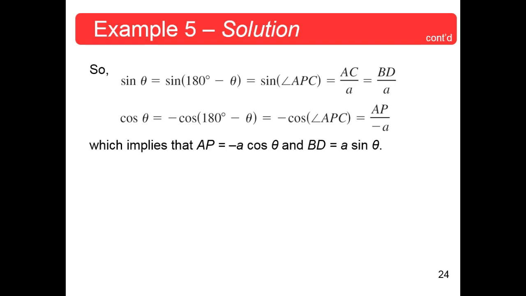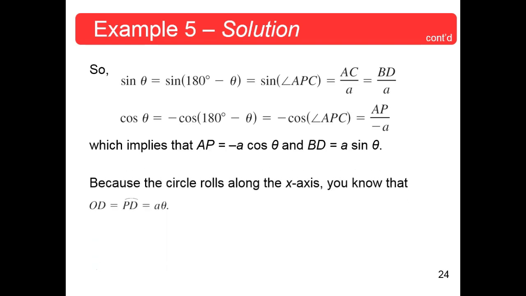okay? Which implies that AP is equal to minus A times the cosine of the angle theta, and that BD is equal to A times the sine of theta. So AP is minus A cosine theta, and BD is A sine theta. That was from the previous slide.